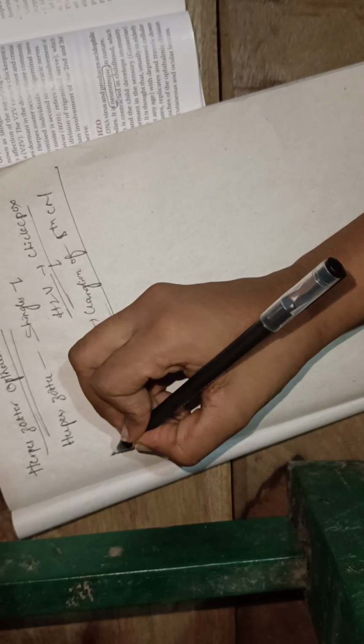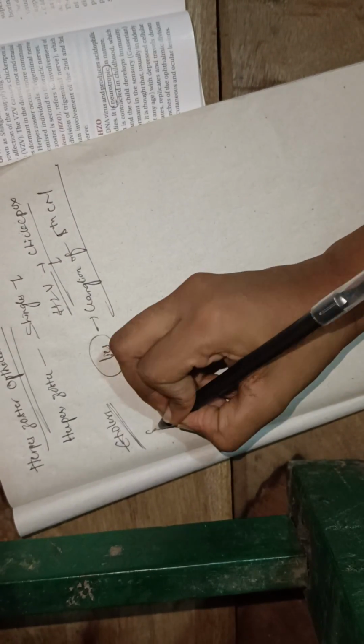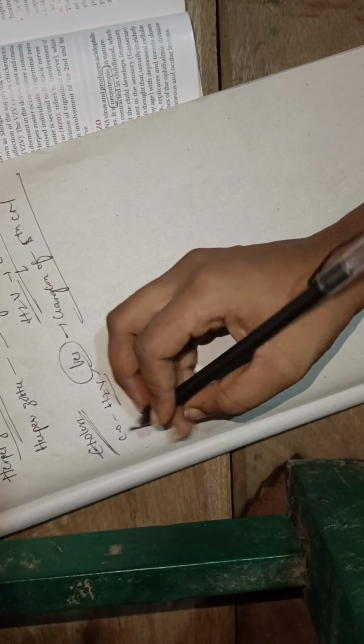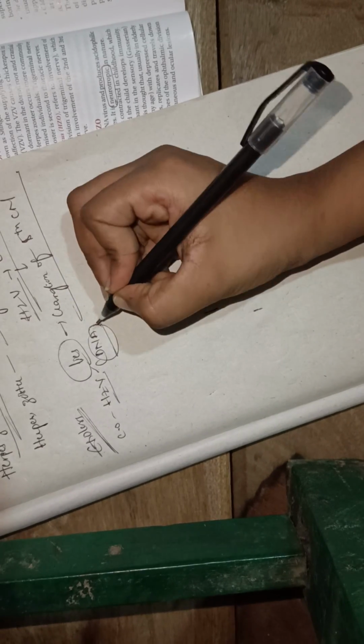So first we should write the etiology. What is the etiology? It means the causative organism, which is the herpes zoster virus. Next, it is a DNA virus. Okay, it is a DNA virus. It is neurotrophic in nature.